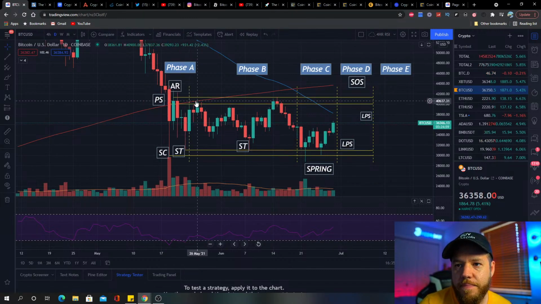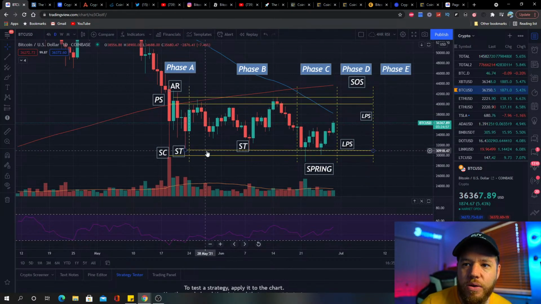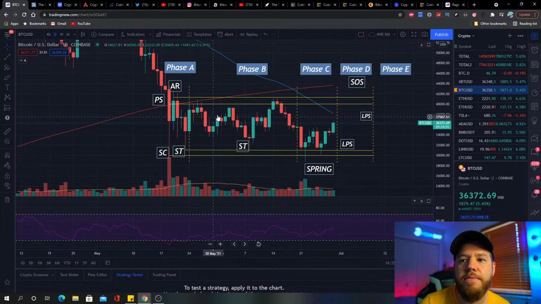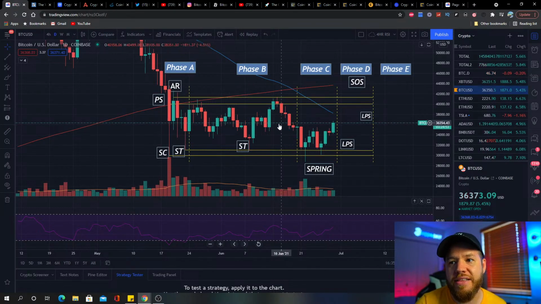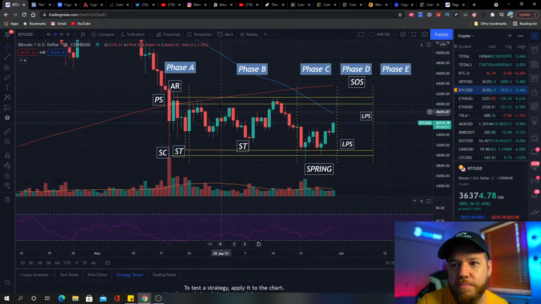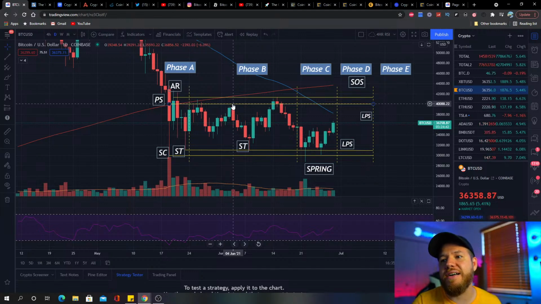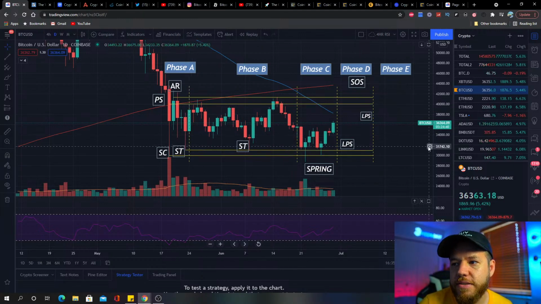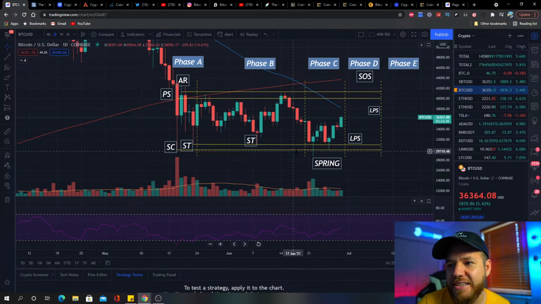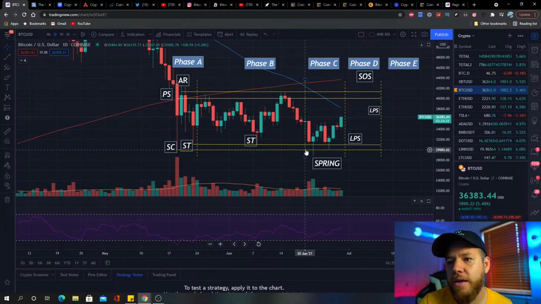Then after that, it goes into phase B, where we just bounce in this range. And this is where we've been for the past month. We've just been trading in this exact range, from the bottom being around that $30,000 level and the top being right around that $40,000 level, with some exceptions where we've passed it, basically here recently, last week, right?